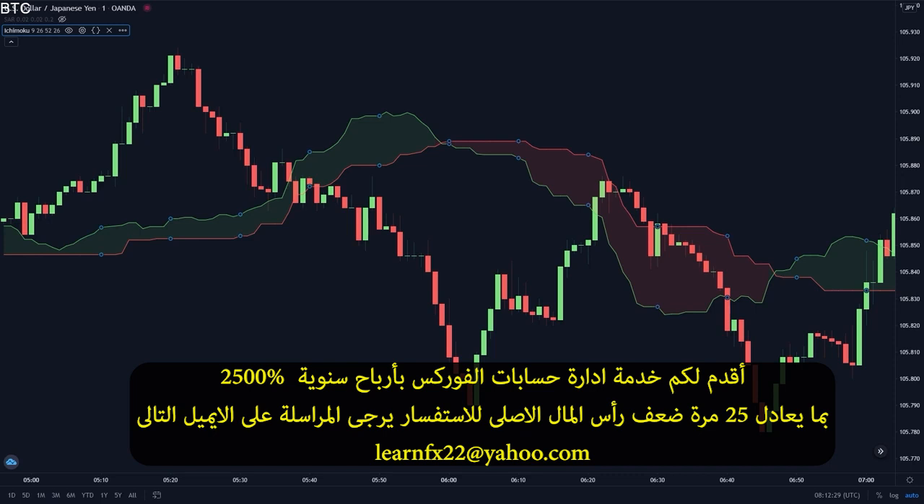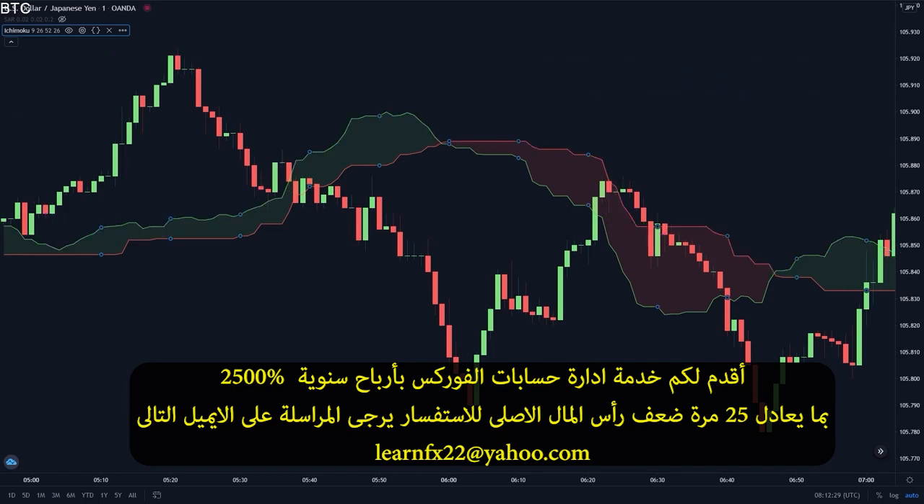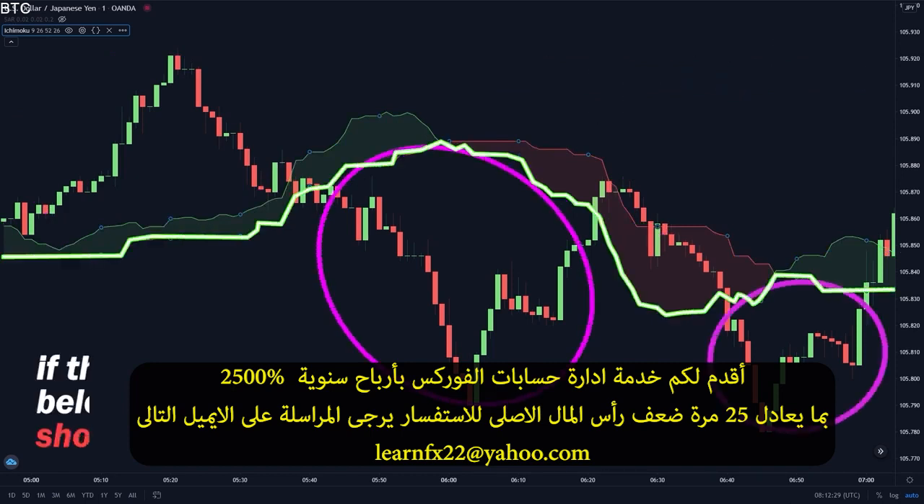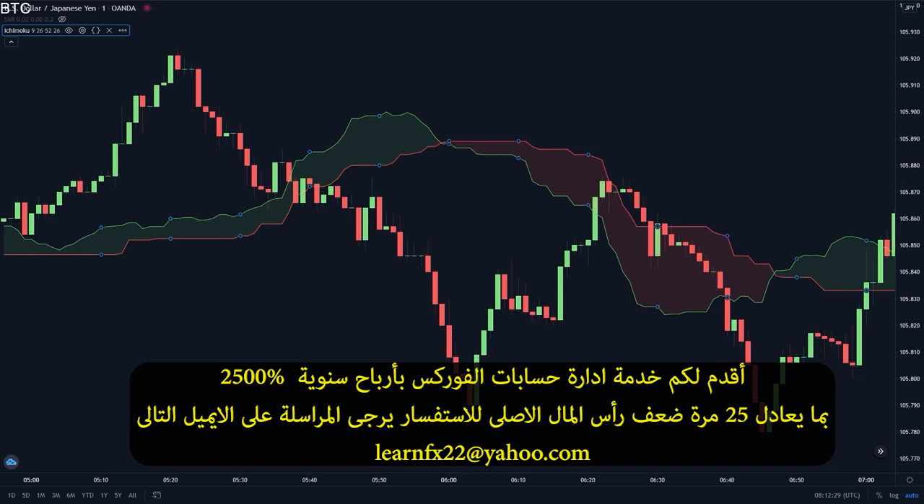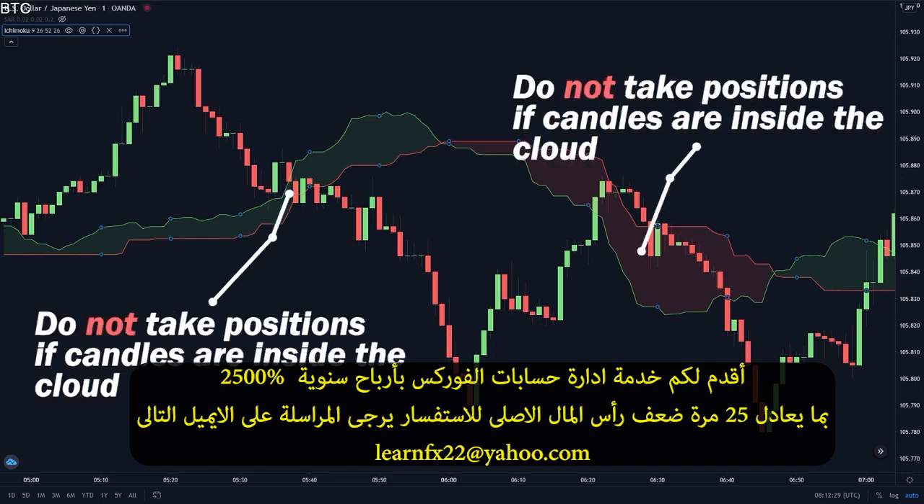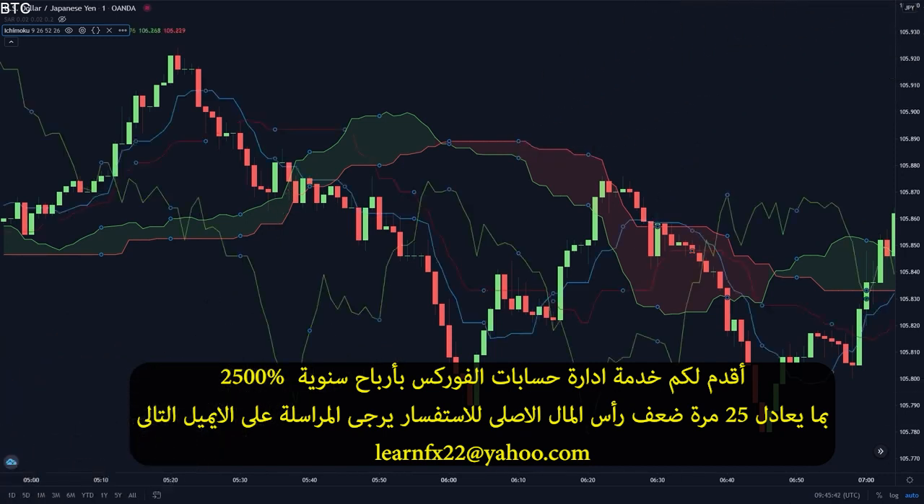What you need to remember is this: if the candlesticks are above the cloud, you are only looking to go long. When it's above the cloud, you only take long positions. Similarly, when it's below the cloud, it means that the price is on a downtrend and you are only looking for short positions. Another rule is that if the candlesticks are between or inside the cloud, do not trade it. Simple.